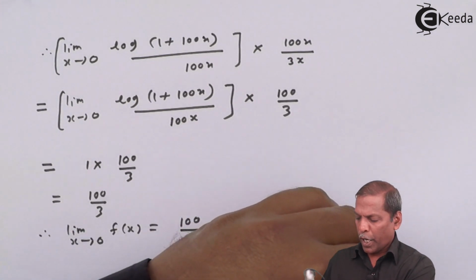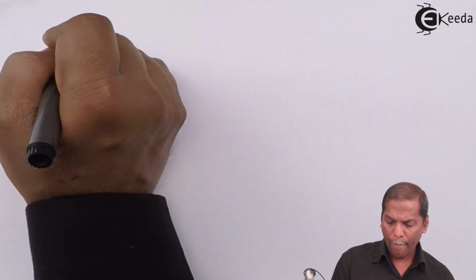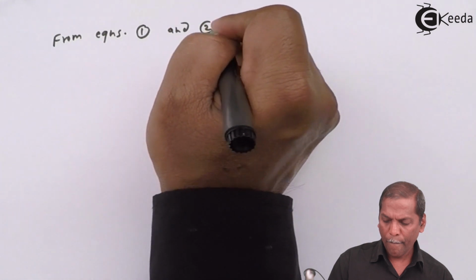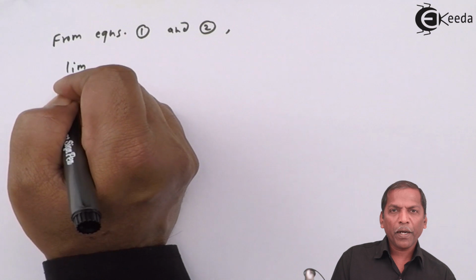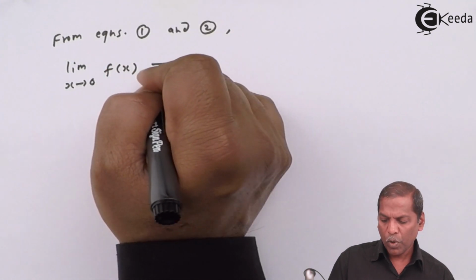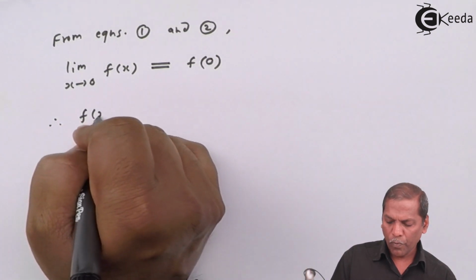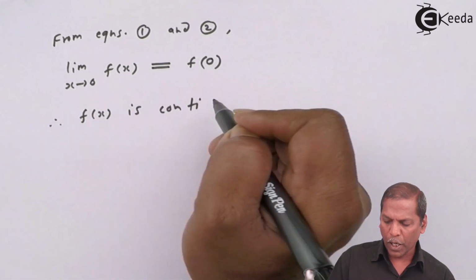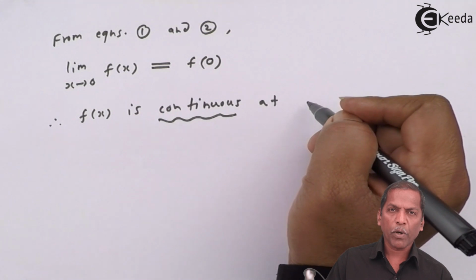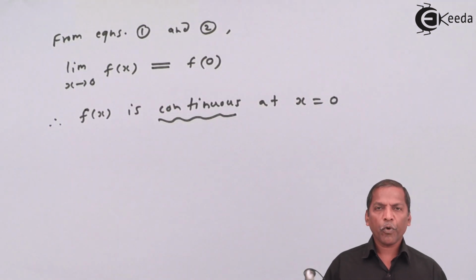And from equation 1 and 2 we conclude that limit x tends to 0 f of x is equal to f of 0, and therefore f of x is continuous at point x equal to 0. So this is the required solution for the given problem.